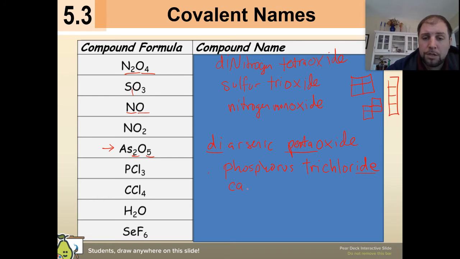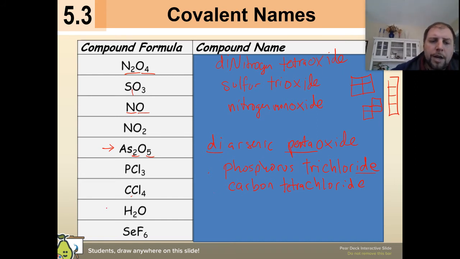Okay, here's another one. CCl4. So C is carbon. Cl, once again, is chlorine, but it gets that ending to chloride. All right, you change the second one always to chloride. Okay, so 1 carbon, so we leave this blank. 4 chloride, so that would be tetra. Carbon tetrachloride.